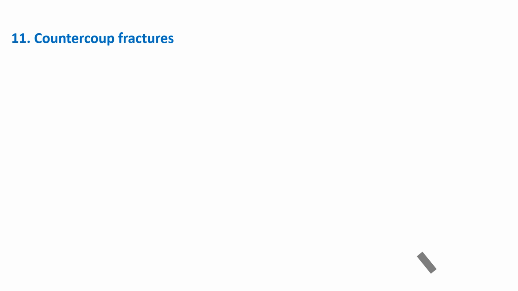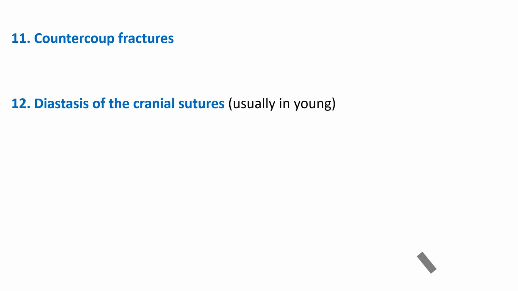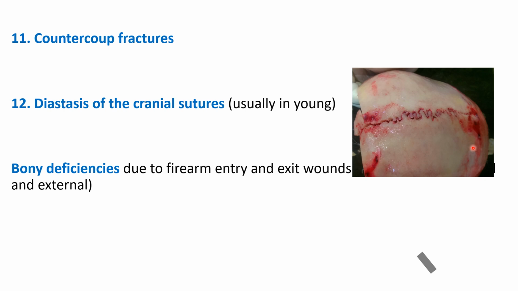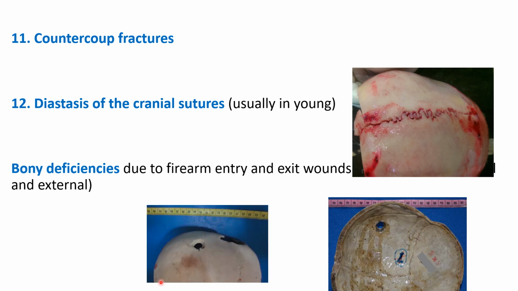The next fracture type is contusion fractures that you are going to learn during part 2 of head injuries. Next type is diastasis of the cranial sutures, usually seen in young people, as you can see here. What do you think about bony deficiencies? Are they fractures? Definitely, because you can see the discontinuation of the bone, so you can name it as a fracture. In case of firearm injuries, you will be getting entry injuries and exits. So you see those injuries as bony deficiencies, but you are not going to name it as a special kind of fracture, just as I have described here.